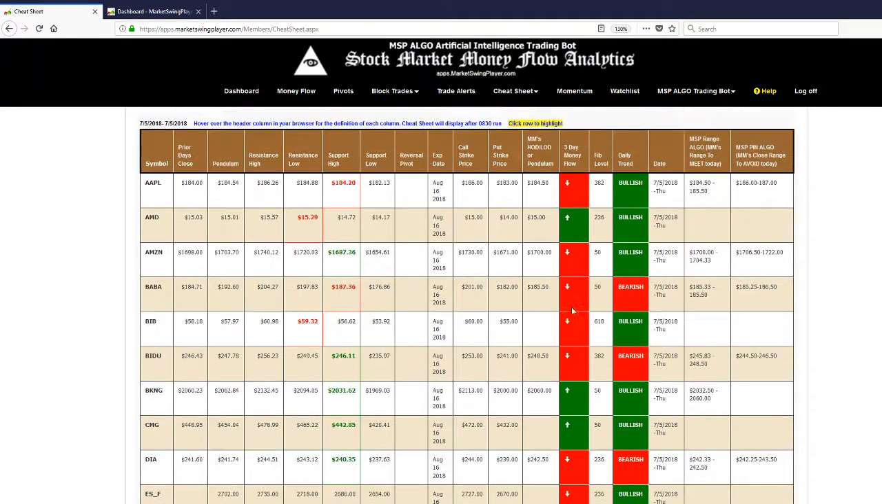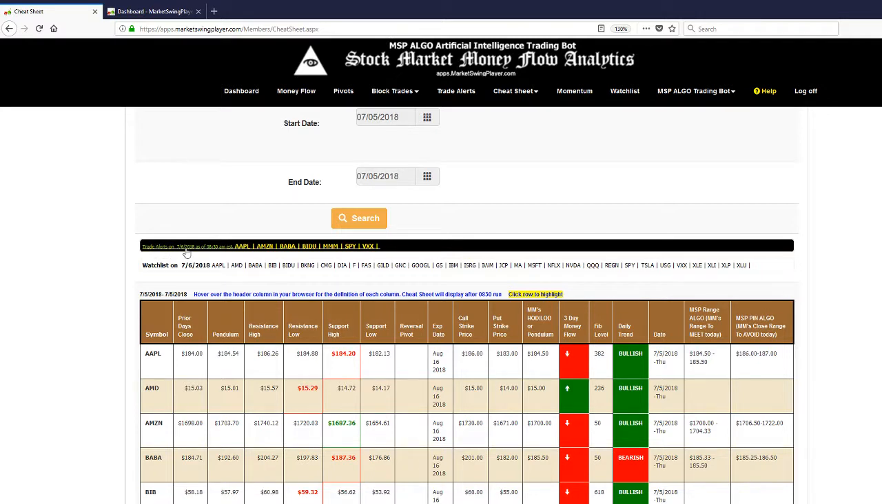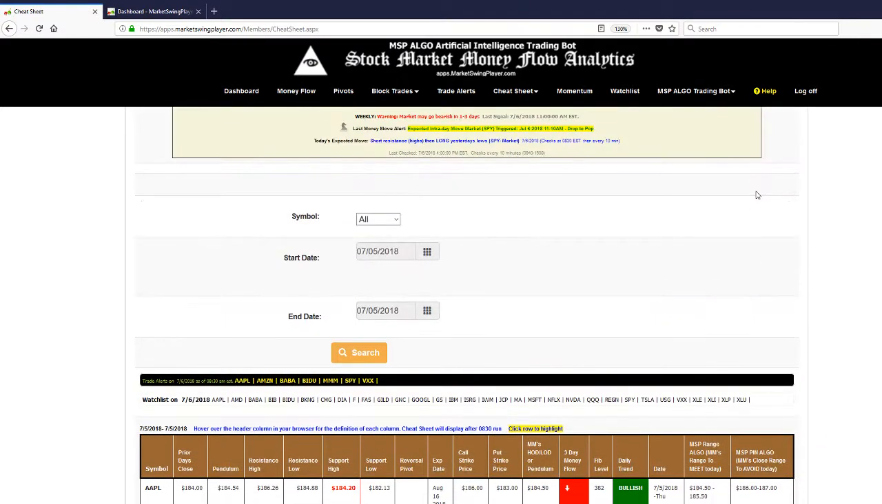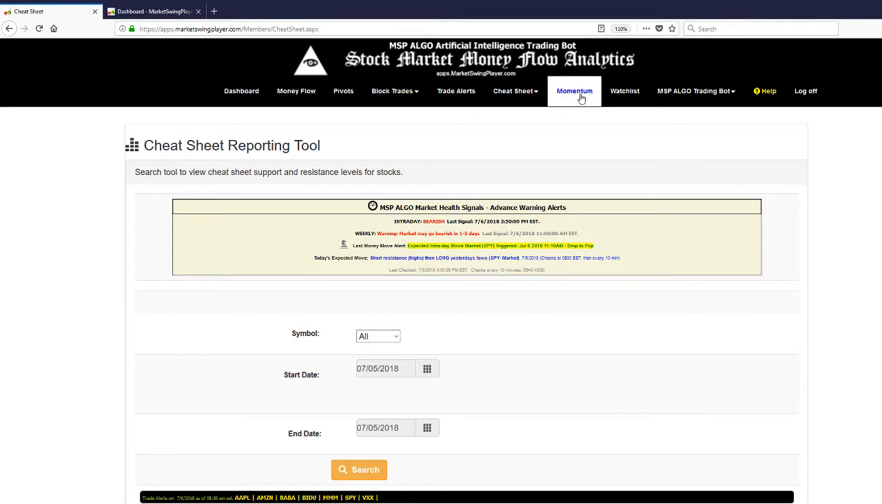All right, so as you can see, there are the trade alerts here that came out for the day. They're on all the pages, as well as what was triggered for the watch list that day, which stocks may have a momentum play. Okay, so we can see we got all our symbols, support, resistance, and our MSP range algo and MSP pin algo. Okay, so let's move on to momentum.